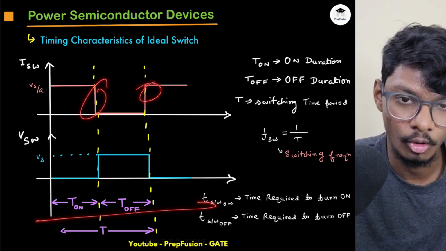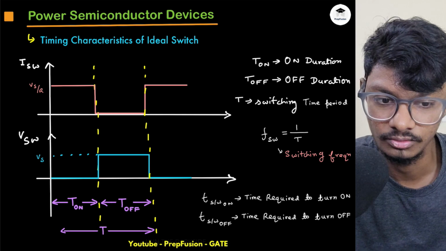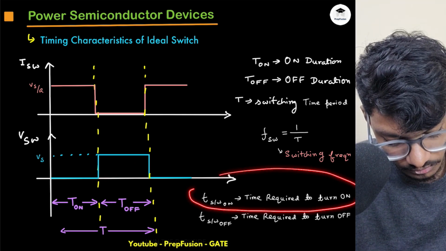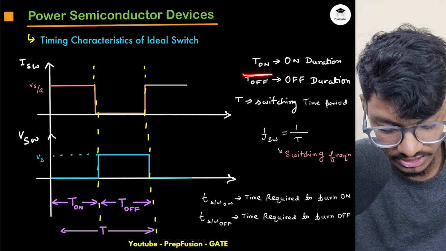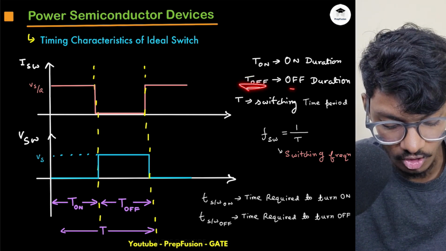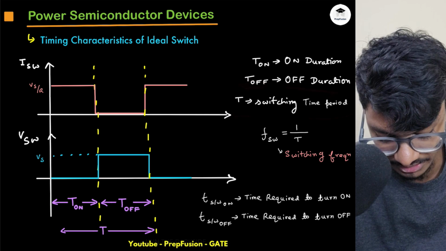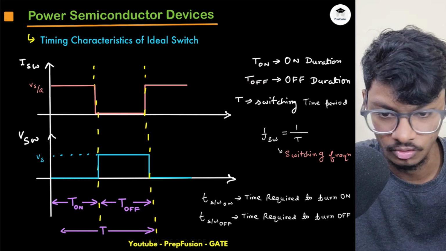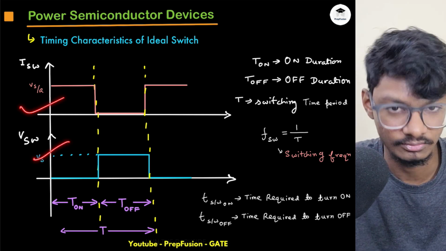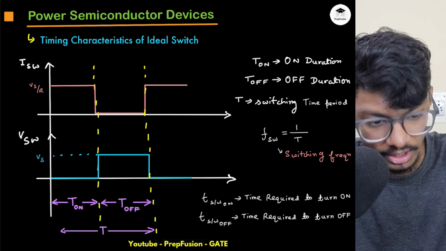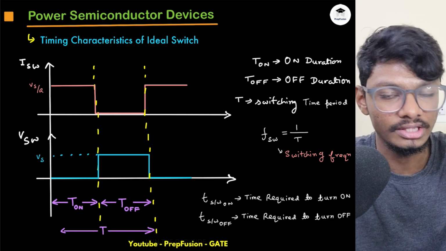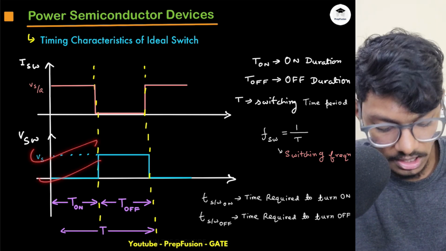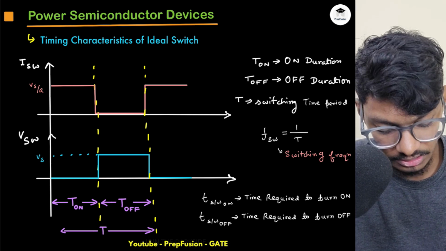We're plotting the current and voltage of the switch with respect to time. There is no delay, but there will be some delay. So what is this T on? T on is the on duration, T off is the off duration, T is the switching time period. Basically, this is a repeating thing, and we will turn switches on and off in a pattern. Why? We'll understand when we study the devices. We basically need this, and these are the definitions.